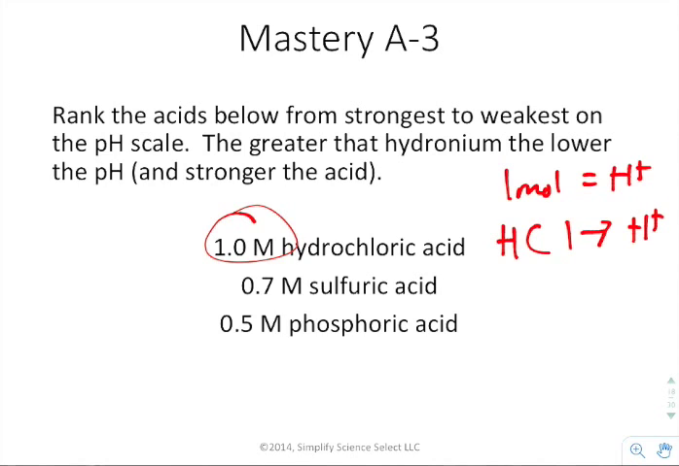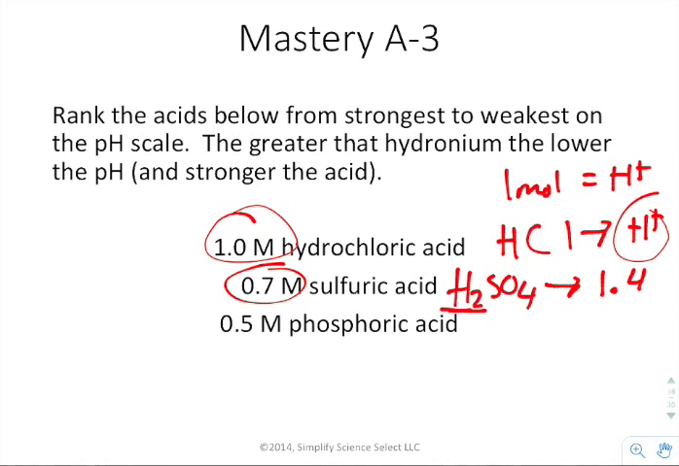So I'll have 1 mole of H pluses. When I do this, I have H2SO4. That's sulfuric acid. When it dissociates completely, though, instead of having 0.7, there are 2 hydronium ions associated with this. So because of that, it has a concentration of 1.4 molar. So the molarity is higher for sulfuric acid at 0.7 than it is at 1 for hydrochloric acid, based on the fact that there are 2 potential protons.